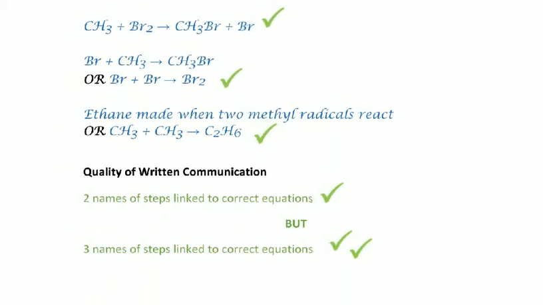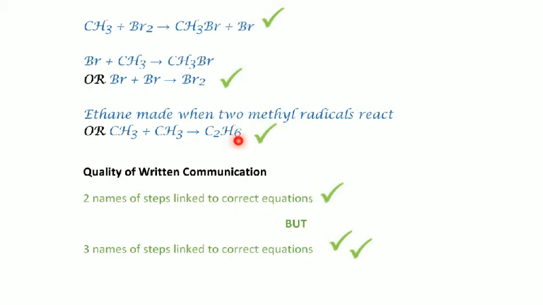Once you have that done, you can actually talk about the termination of the radicals. So you can have a bromine radical here combining with a methyl radical to form bromomethane, or two bromine radicals coming together. And again, you can have two methyl radicals coming together to form a molecule of ethane, as was asked in the first part of the question.